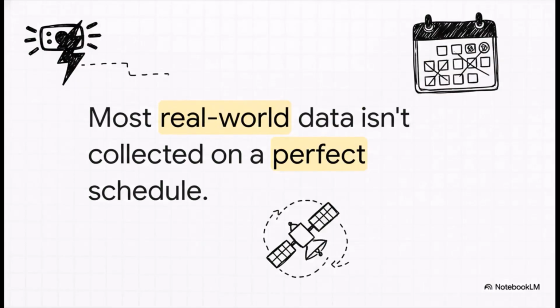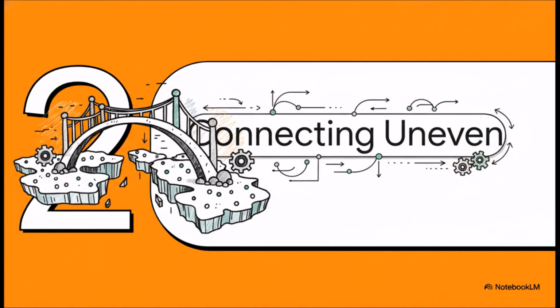And this is so important because, let's be honest, perfect schedules don't really exist in the real world. You've got sensors that glitch out, satellites that only pass by at weird times. Most data you'll ever work with is going to be messy like this. We don't need another tool for a perfect world. We need one that's built for reality. So how in the world do we connect these dots when the spacing is all wrong?